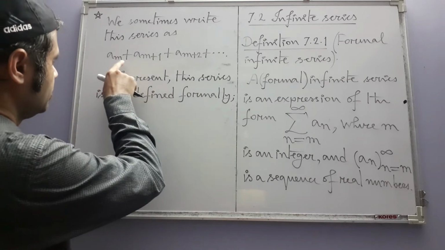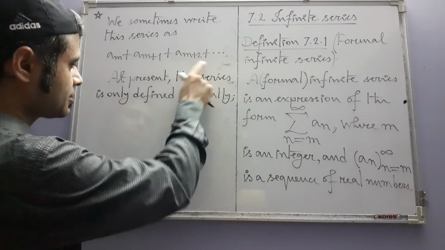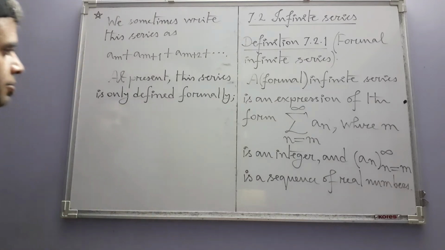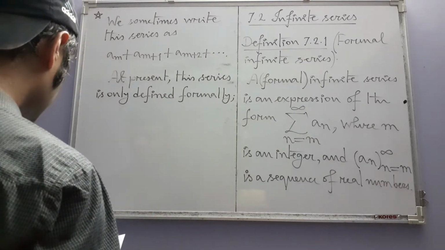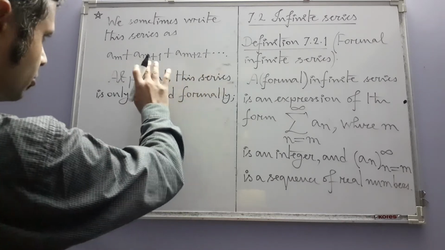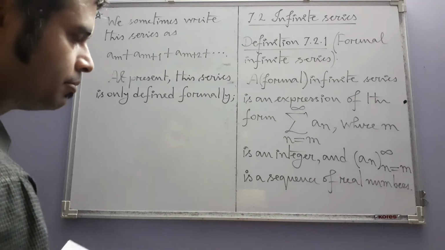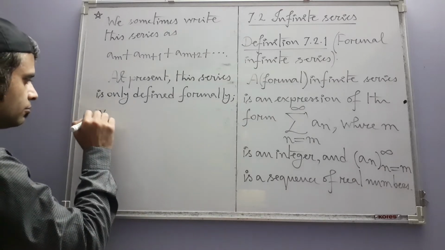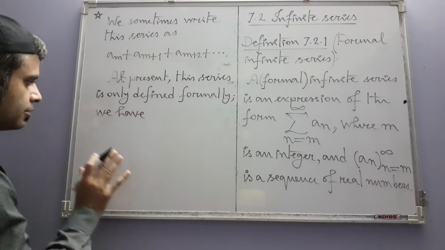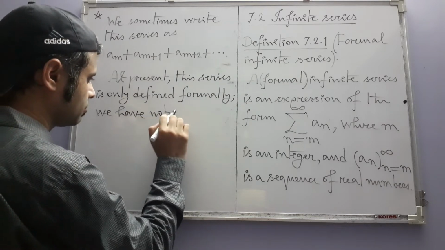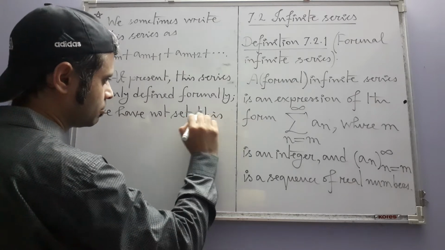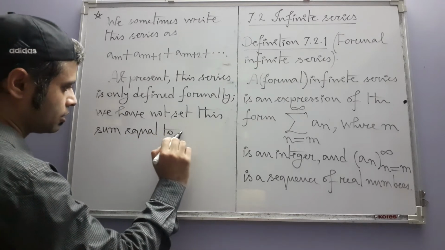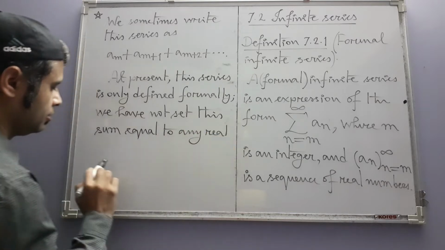And that is why do not think of these plus signs as actual addition. They are just part of this entire composite symbol denoting the series. We have not set this sum, although the author of course is calling it a sum, but it's not an ordinary sum in the usual sense. We have not set this sum equal to any real number, which we will do next. That's the thing. We have not set this sum equal to any real number.